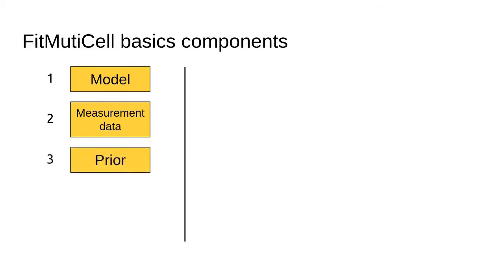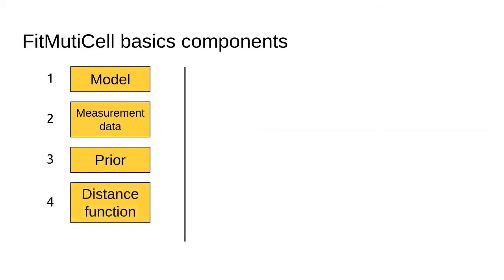The third component is that you need to define the prior distribution for all of your parameters of interest in your multi-scale model. Here is an example of how you can define your prior distribution for your parameters. In this example, we have only one parameter called mean, and this mean parameter has a prior distribution of a uniform distribution between the values 0 and 5.